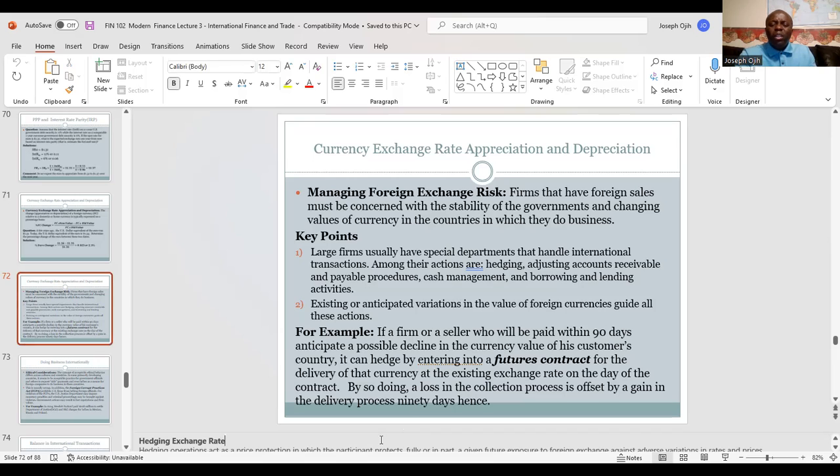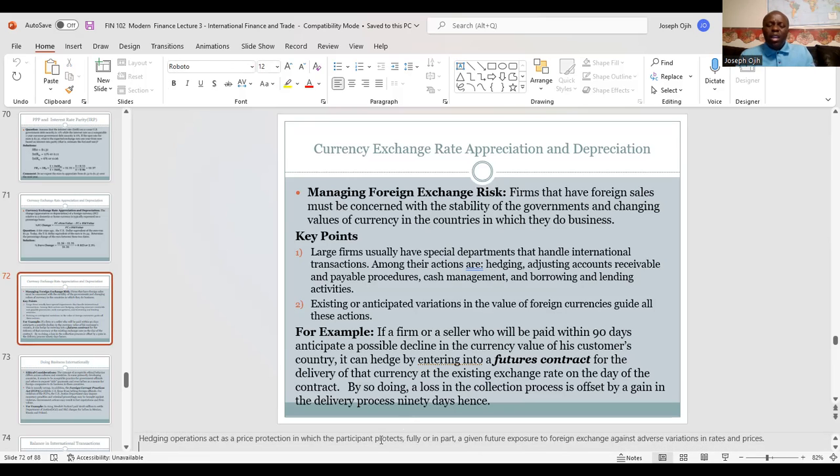Hedging is a kind of currency price protection, in which the participant, which in this case is the business, protects fully or in part a given exposure to adverse variation in foreign exchange rates. In other words, when they do hedging, they're buying a kind of protection from future exposure to variation in foreign exchange rates and prices.